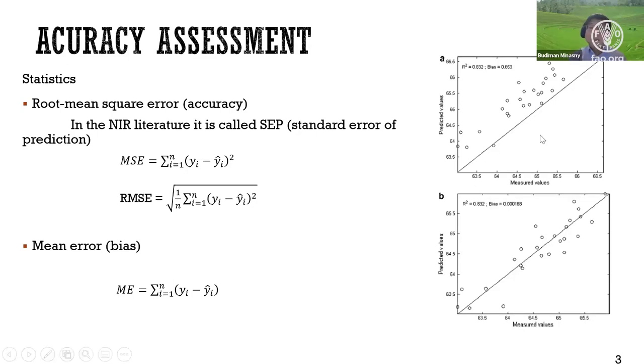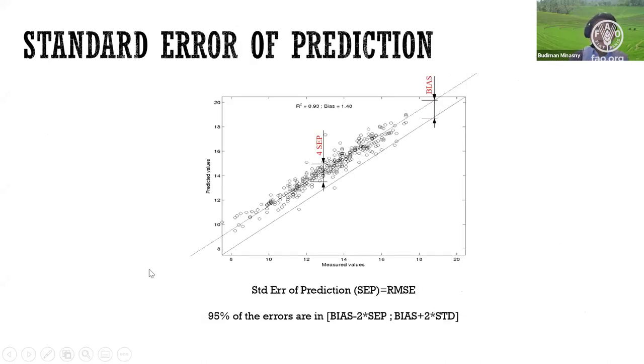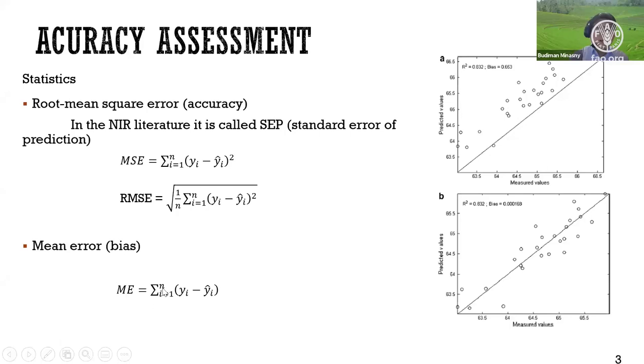But in this one, there's some bias. That means that all the measured values are predicted higher than what they should be. It has some bias on it. So this is what we call bias. And again, you see that the R square remains the same, that means there is a linear relationship, and the linear relationship explains 83% of the variance, but there is a bias. That means that we need to take account of this bias in the prediction.